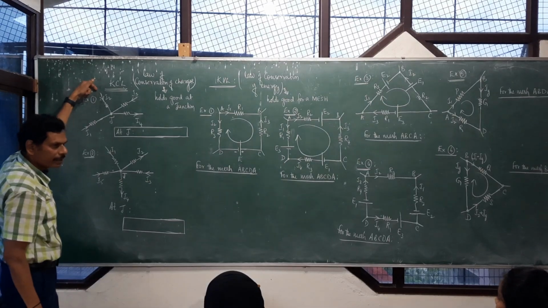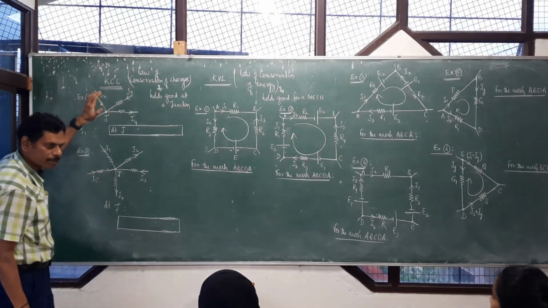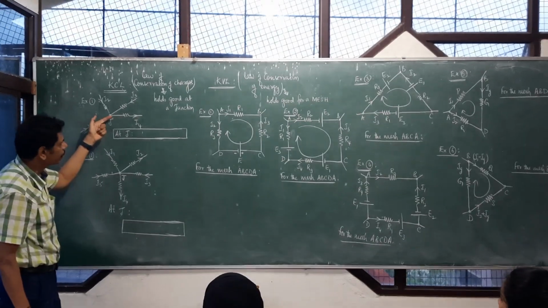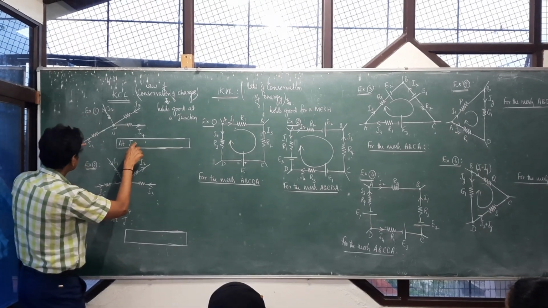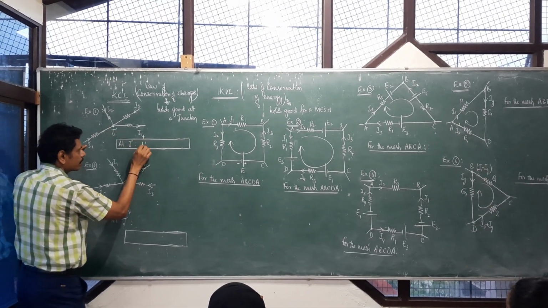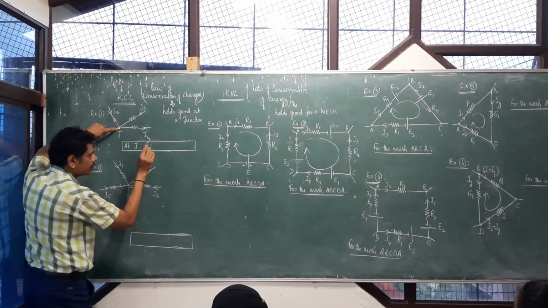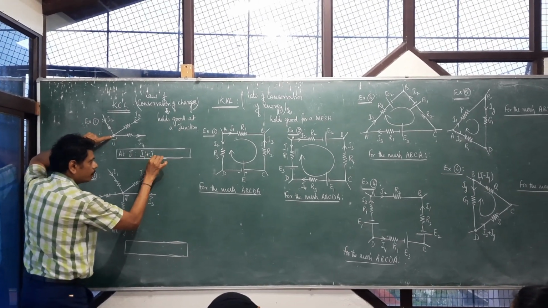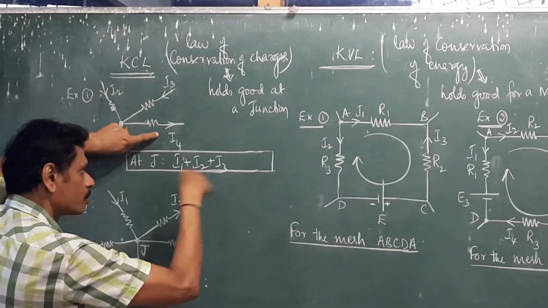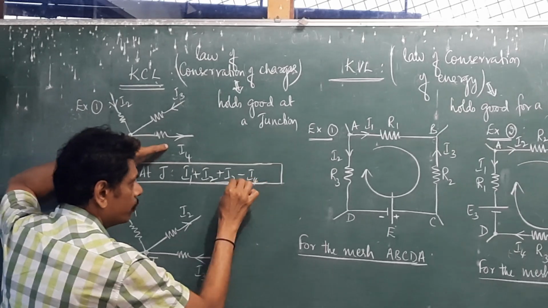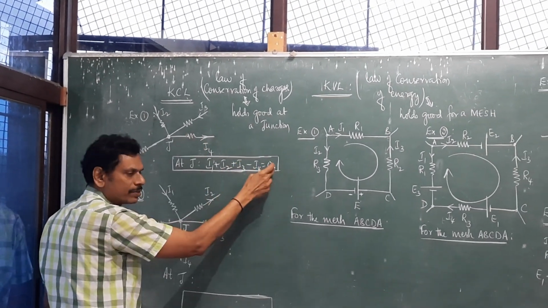Here the incoming currents, meaning the currents flowing towards the junction, must be taken as positive. The currents flowing away from the junction must be taken as negative. In this case, I1 is passing towards the junction, so I take it as positive. I2 is also passing towards the junction, therefore positive. I3 is again positive, and I4 is going away, so minus I4, equal to 0. Therefore, the algebraic summation of all the currents at the junction point is equal to 0.